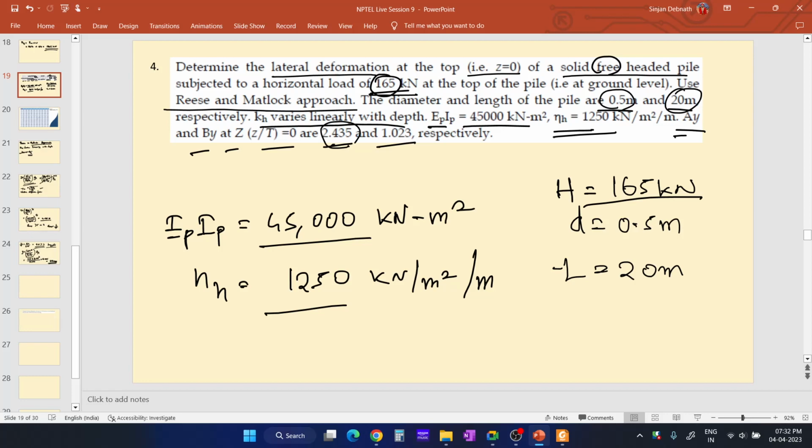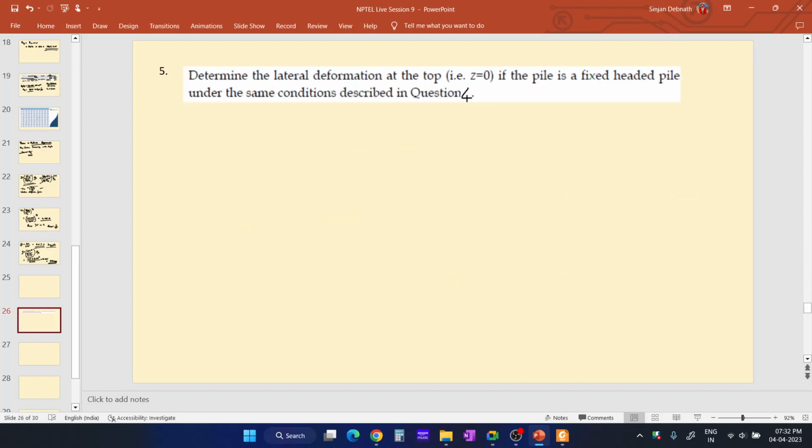Okay. Similar type of question, all the data are the same, but here there is a fixity, that is the pile is a fixed headed pile. And we need to find out the corresponding deformation of the pile head under 165 kilonewton horizontal load. The load is also the same, under the same conditions described in question number 4.